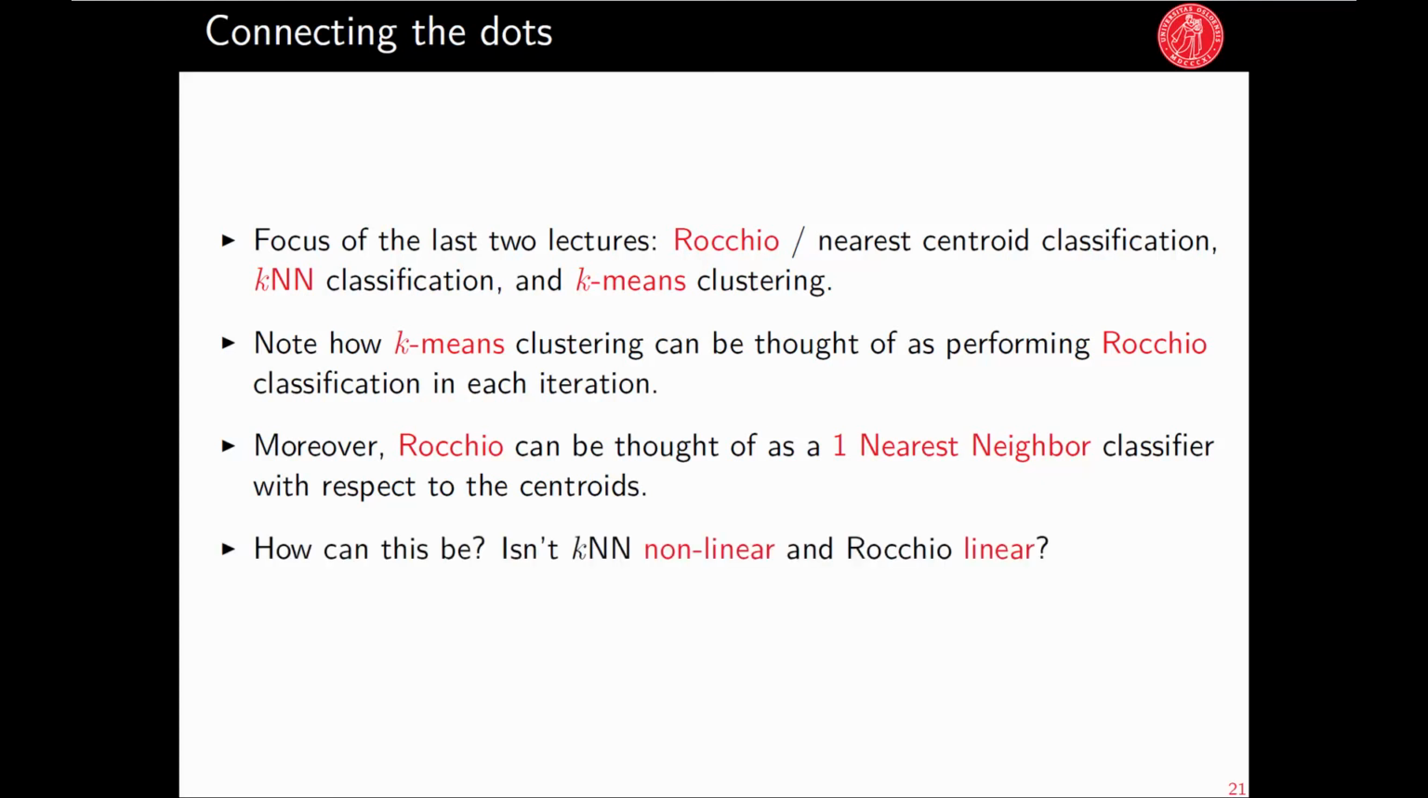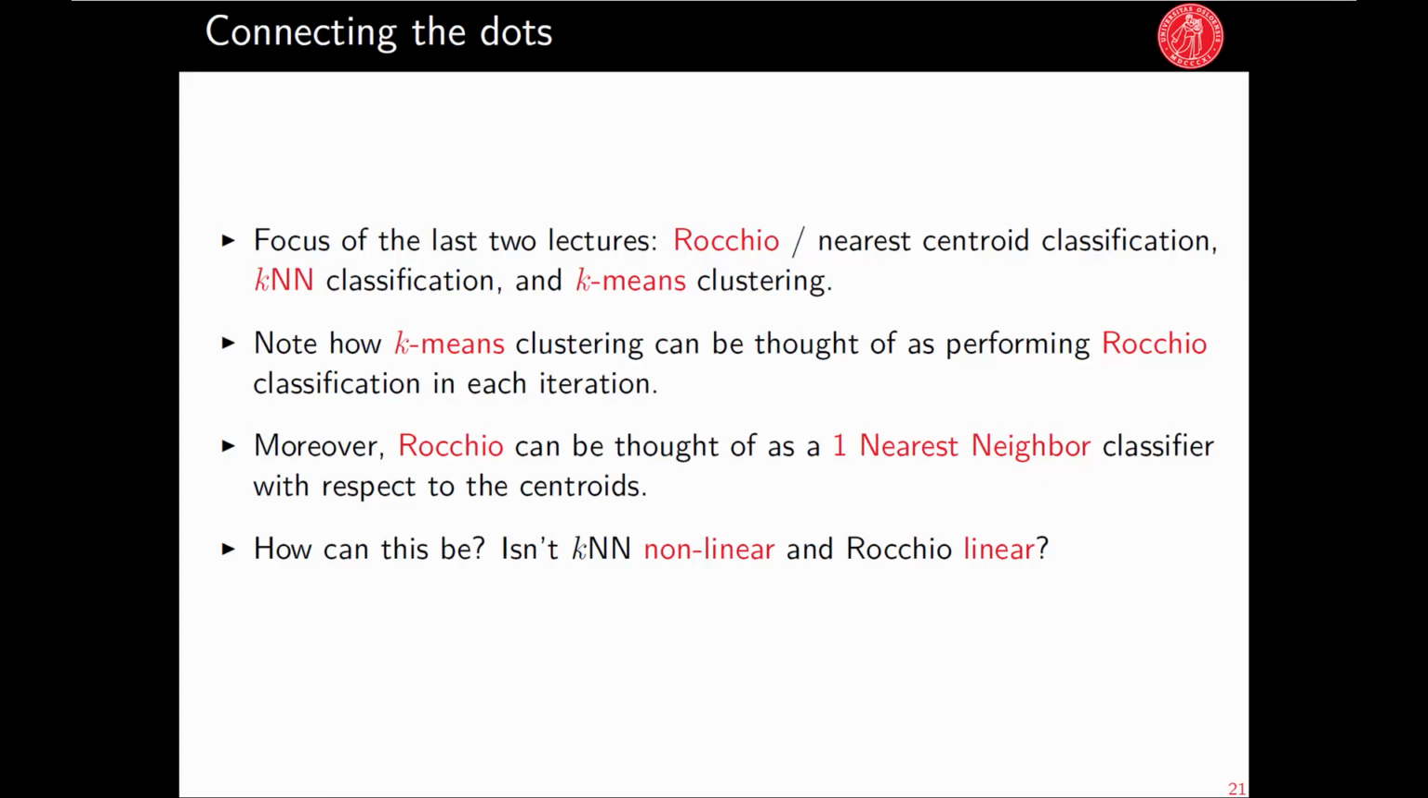Because remember last time we said that KNN is a nonlinear classifier, and we said that Rocchio is a linear classifier. But now it seems clear that the Rocchio classifier is an instance of one nearest neighbor classification. So how does that make sense?